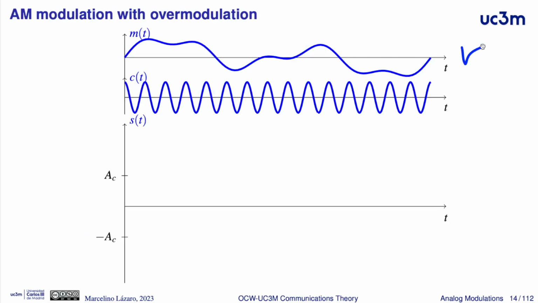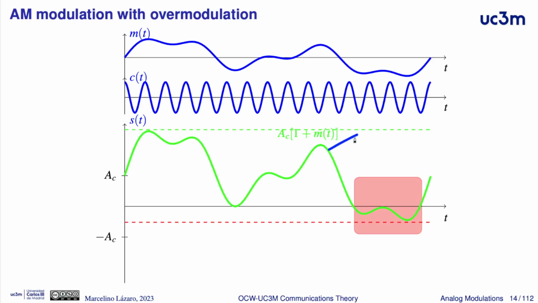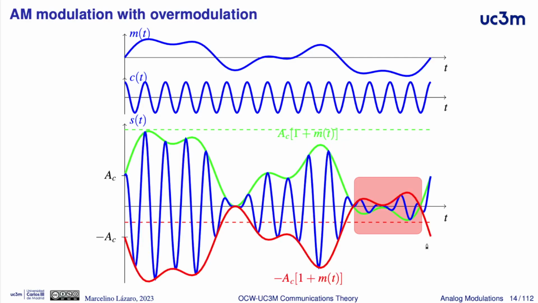Here we have the same modulating signal as in the previous example, and the carrier. Now the carrier amplitude times 1 plus m of t is negative in this time interval. If we plot now minus this term, we have the curve in red, and in blue we have the modulated signal, s of t.